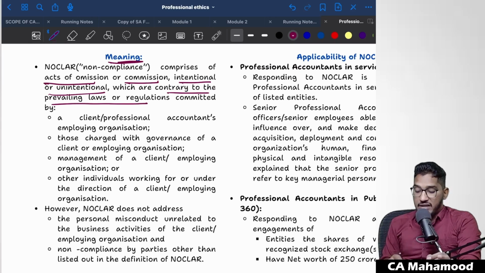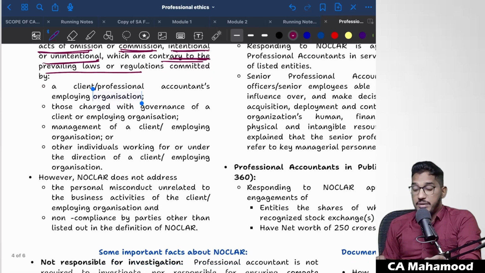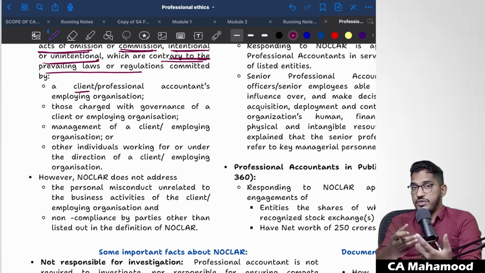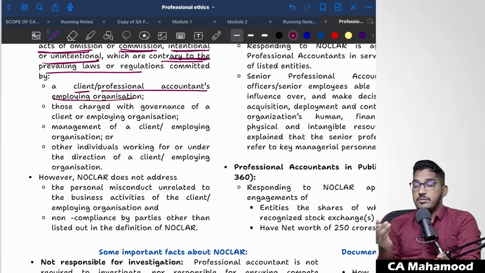which comprise either acts of omission or commission, either intentional or unintentional, which are contrary to, which are against the prevailing laws or regulations, which are committed by whom? Either your client, if you are a professional accountant in practice, then you will call it client. Your client is committing some act of omission or commission. Or a professional accountant's employing organization. We use the term employing organization when you are an employee.